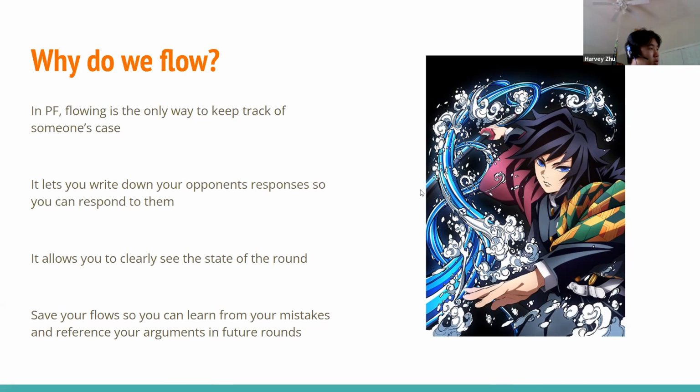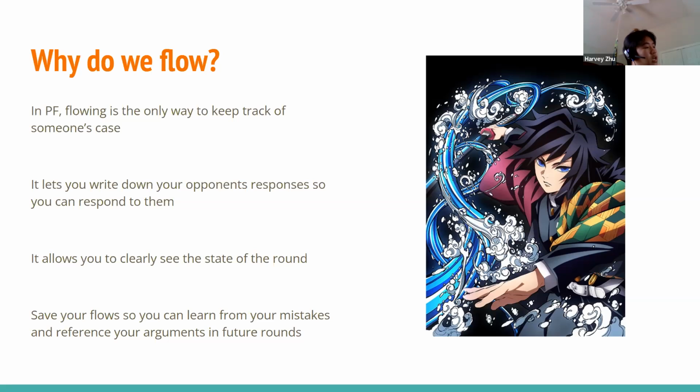So especially in PF, flowing is the only way to keep track of someone else's case. It lets you write down your opponent's responses, so you can respond to them. It also allows you to clearly see the state of the round, whether that is how many arguments they have on this one argument, so you can say, let's not go for that anymore, let's go for another argument. It also includes things like different offs.